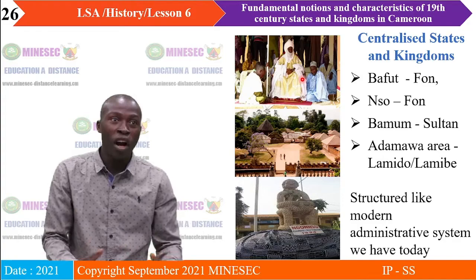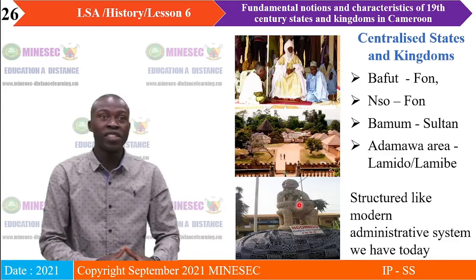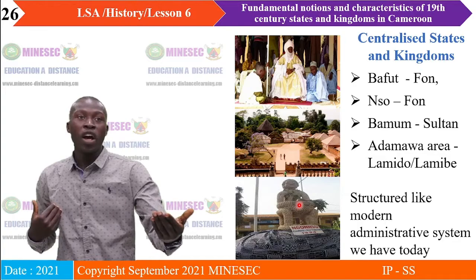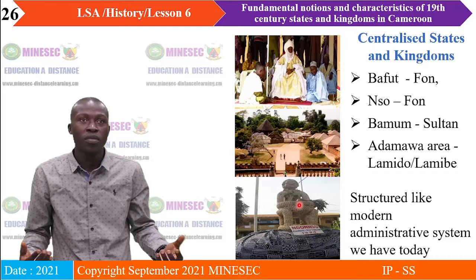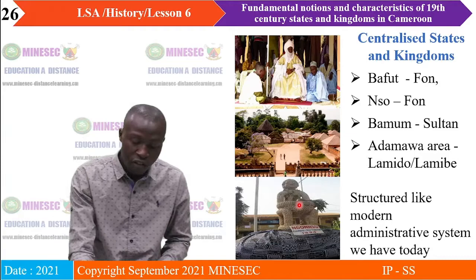We see the Bafut Palace was structured to show you how authority was central. We see here the ancestor of the Nso to tell you how the traditional ruler played a role as a link between the people and the ancestors. These are some of the characteristics of centralized states and kingdoms, like that of the Bafut, the Nso, the Bamum, and the various Lamidats in the northern part of the country.